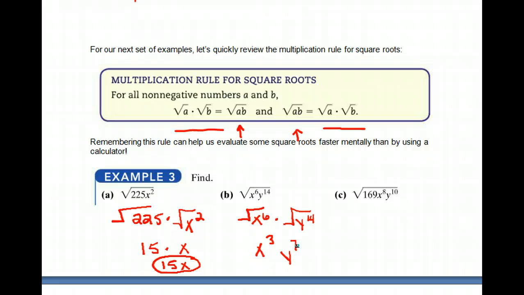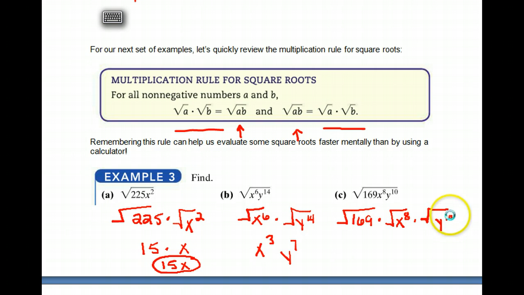And then lastly, we have example C. So we're going to want to split this up 3 times. We have the square root of 169 times the square root of x to the 8th times the square root of y to the 10th. So again, if you've made that chart for me, you should have a bell and a whistle going off when you see the square root of 169, because that is a perfect square. So you can simply go ahead and evaluate this, and you should get 13.